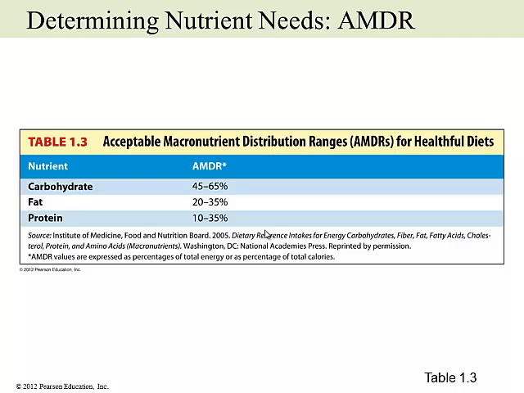Now, how many kilocalories of energy per gram? 9. So we're going to divide that by 9, and that's going to tell me what?